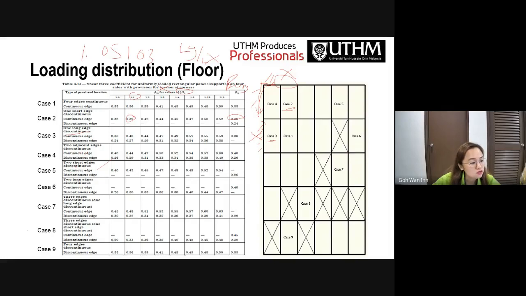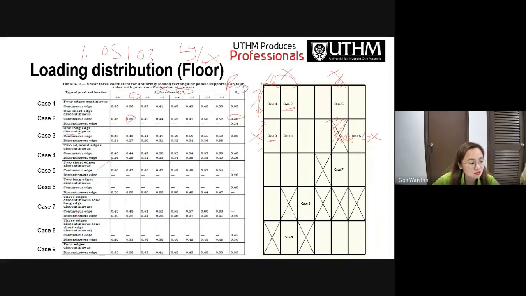For case 5, two short edges discontinue. Two short edges mean at the Lx, both Lx, no slab. Here is void. This cross means no slab, no slab. Here no slab also. That's why this is case 5. For case 6, two long edges discontinue. Here no slab. At the Ly, no slab. So you use case number 6.